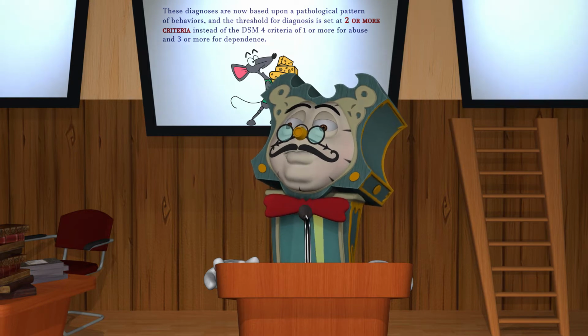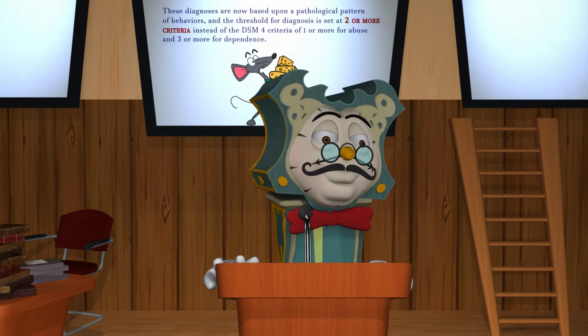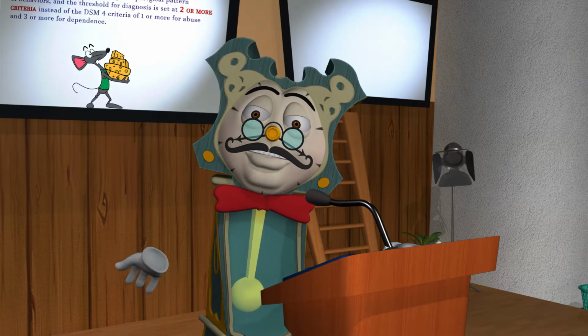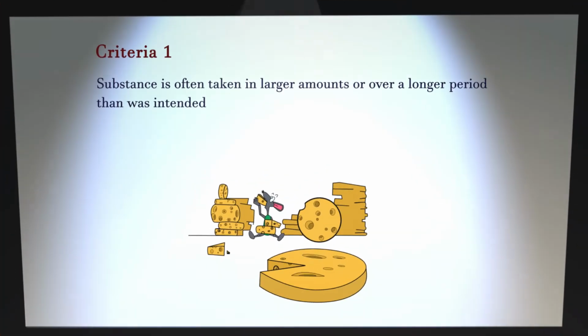Now, criteria 1 through 4 represent impaired control over substance use. Jerome, can we zoom in for the doctors following on at home? Brilliant. We live in the future. All right, now, these first 2 criteria are the most likely that you will see with your patients. Now, criteria 1, substance is often taken in larger amounts or over a longer period of time than was intended.